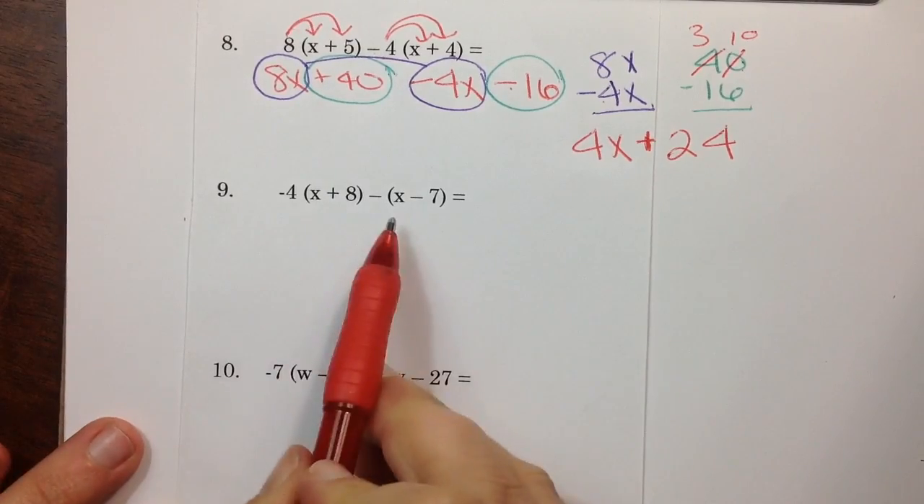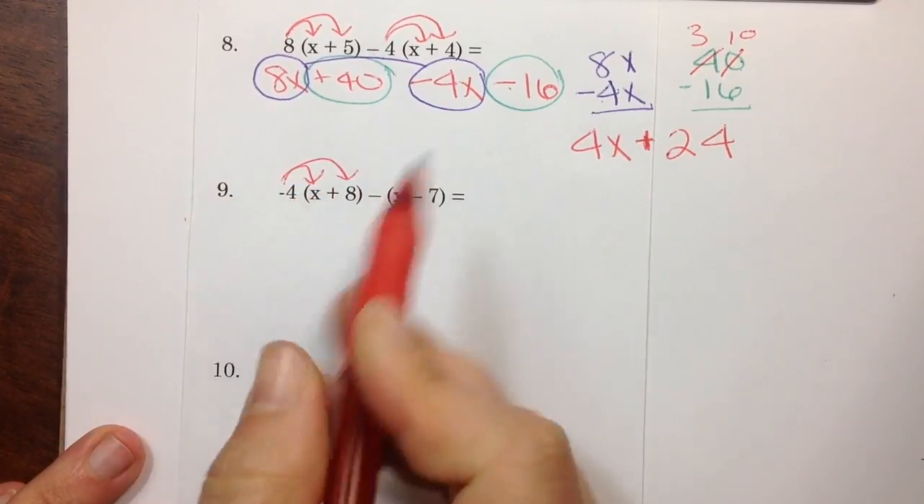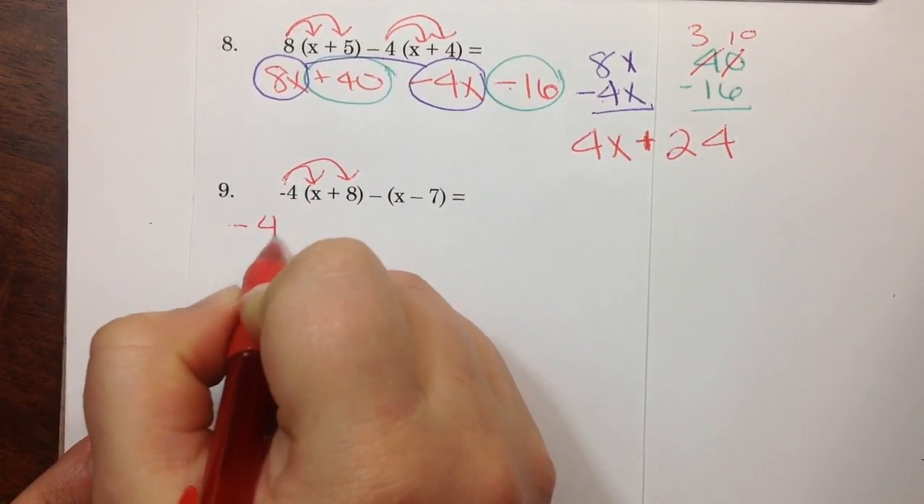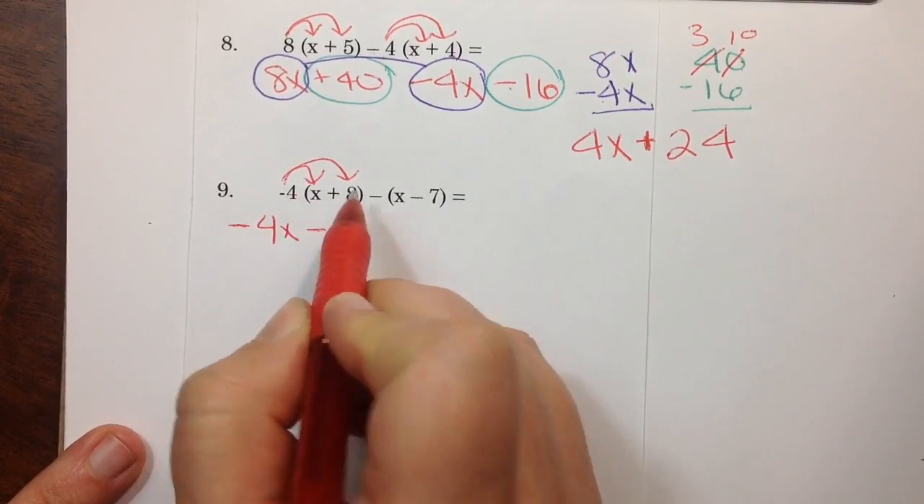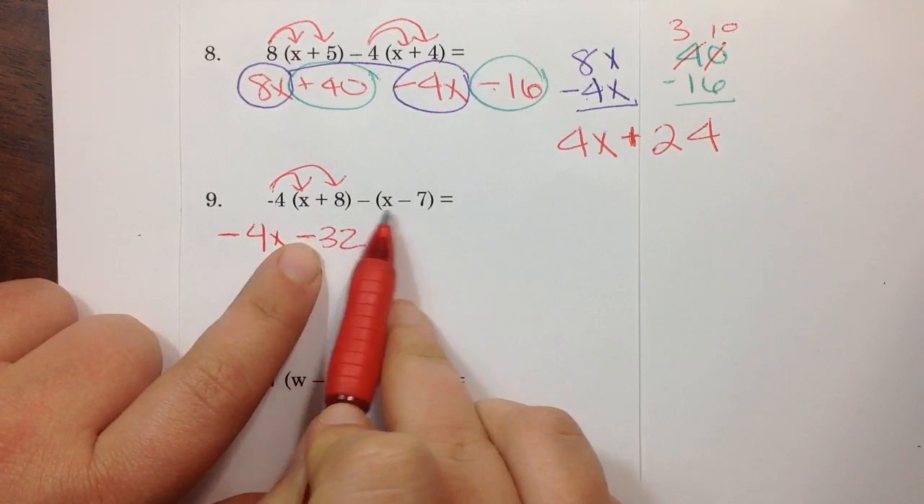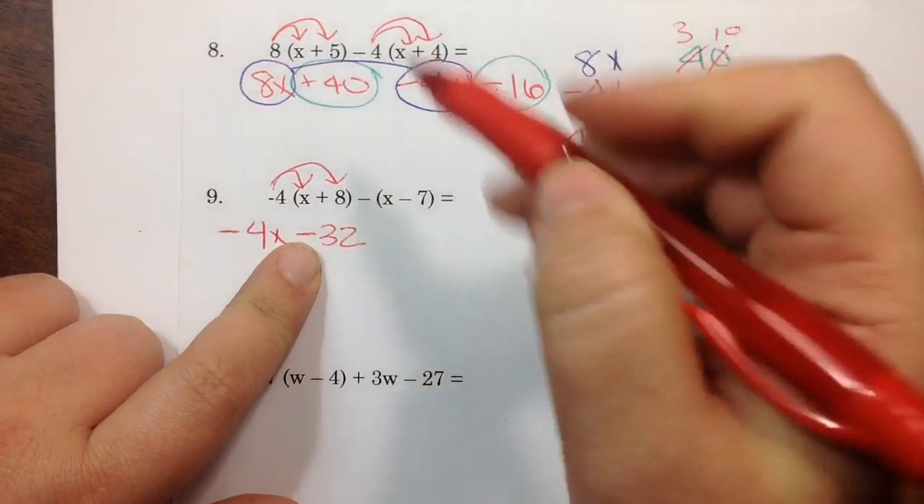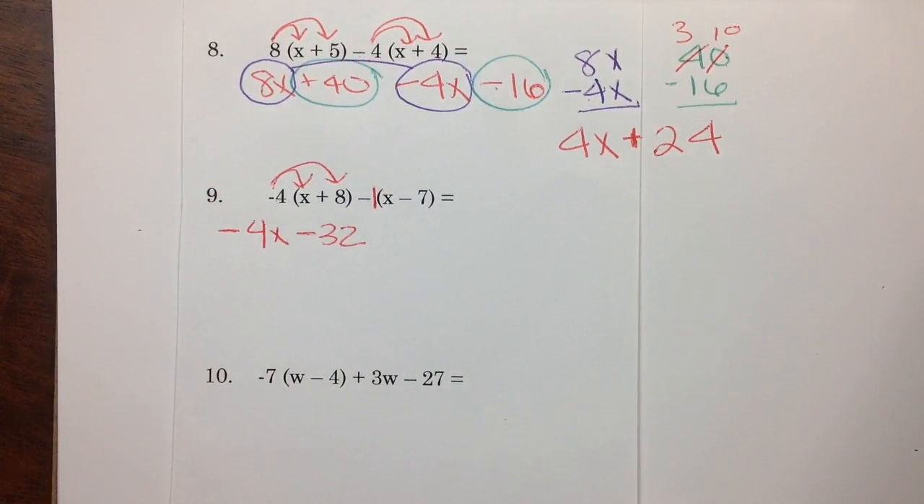All right, let's look at this one. We know that the negative 4 is going with everything inside the parentheses. So that would be negative 4x. Negative times a positive is a negative. 4 times 8 is 32. Now here we see a negative symbol, but we don't see anything behind it. So we know to put a 1, because it's really a negative 1.